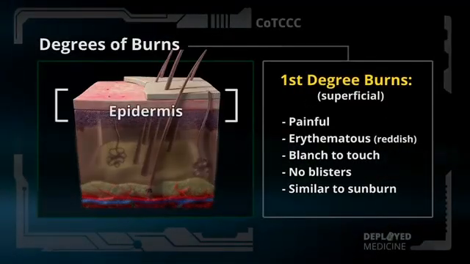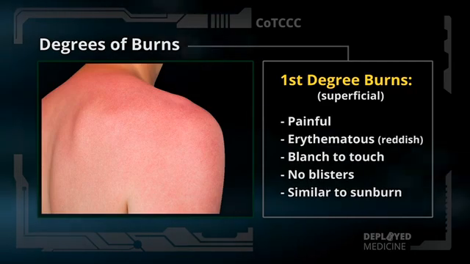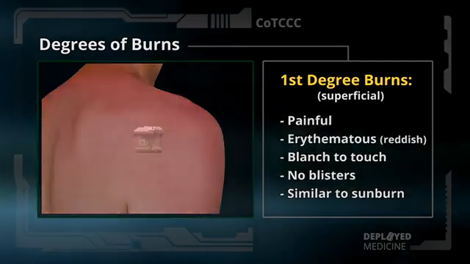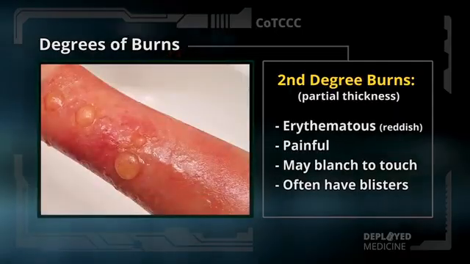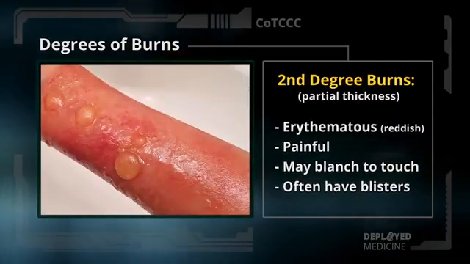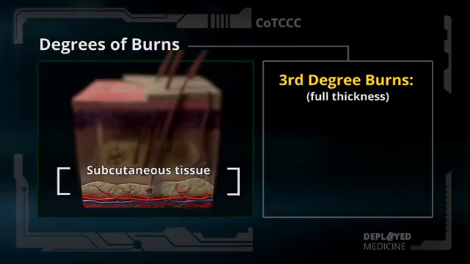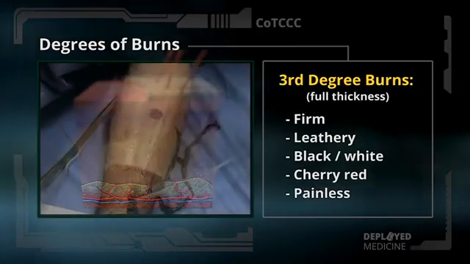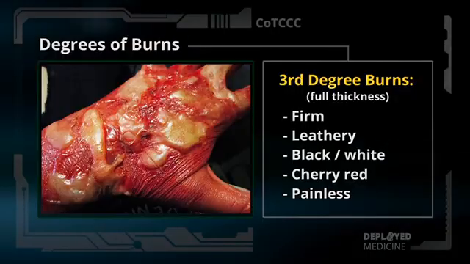Superficial or first-degree burns are painful, erythematous, and blanch to the touch without blisters, such as a sunburn. Partial thickness or second-degree burns are erythematous, painful, and may blanch to the touch, and often have blisters. Full thickness or third-degree burns are firm, leathery, black, white, or cherry red, and painless.